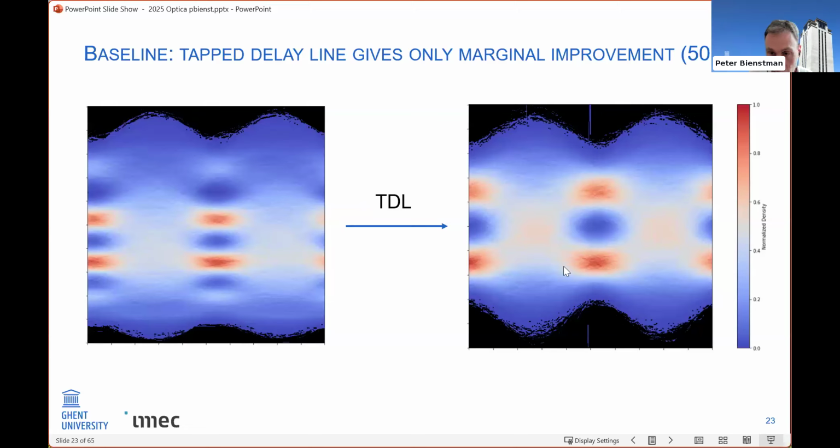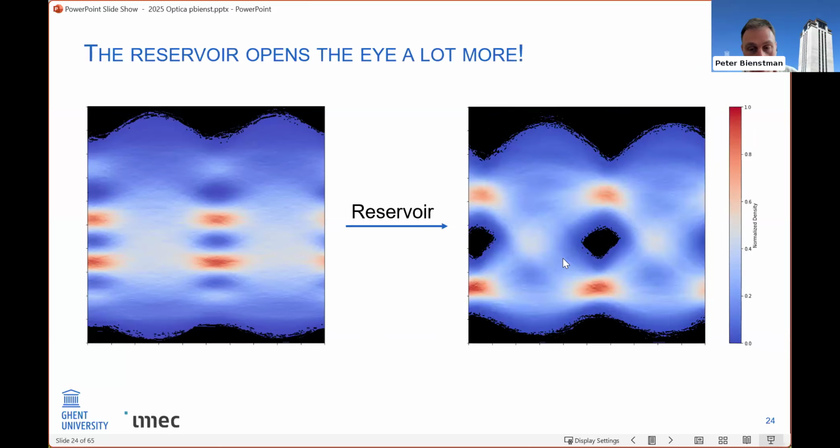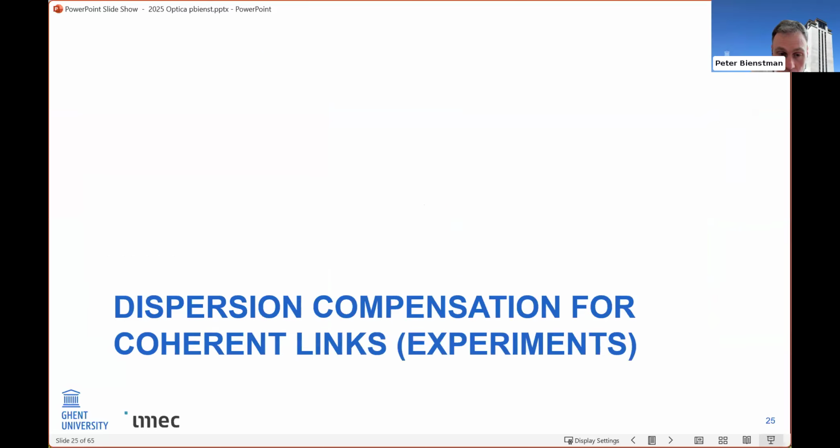Electronic tap delay line turns it into this, a little bit more open. It's still very hazy here in the center. If we do the same thing now with the reservoir experiment, the eye really opens up. So we're very happy with this result because this really shows that without any sort of offline processing, you can use these chips to equalize very highly nonlinear telecommunication links. This was for on-off keying.